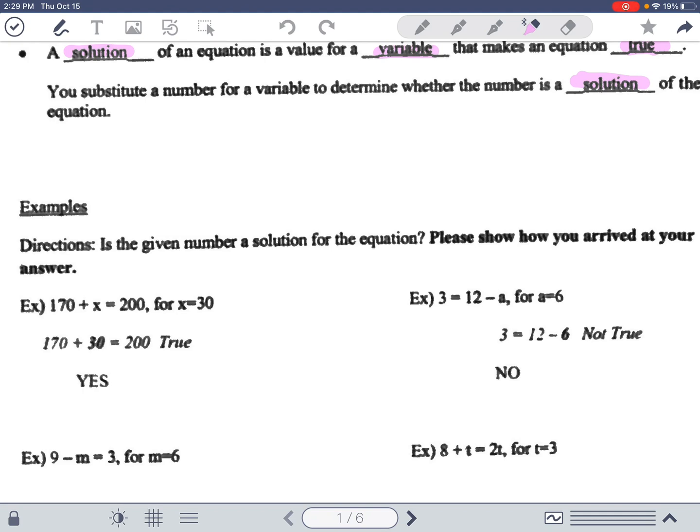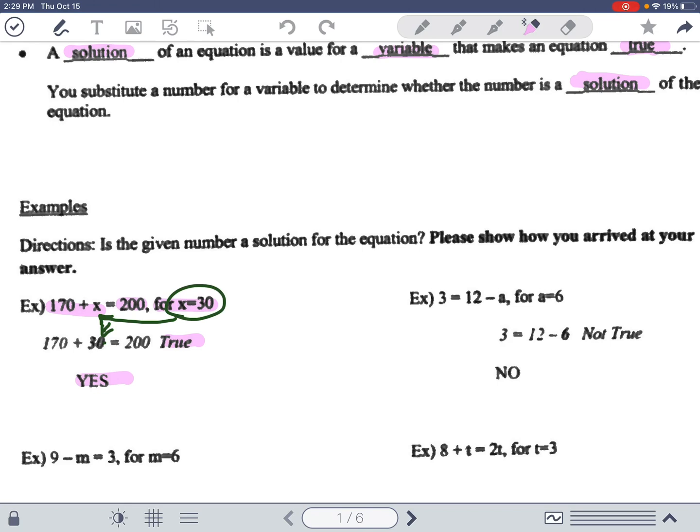The first example is 170 plus x equals 200, for x equals 30. We take 30 and substitute it in for our variable x right here. 170 plus 30 equals 200. So we say that is a true statement. Yes, 30 works when you plug it in for x in that equation.